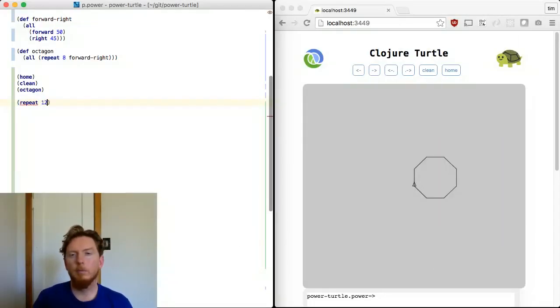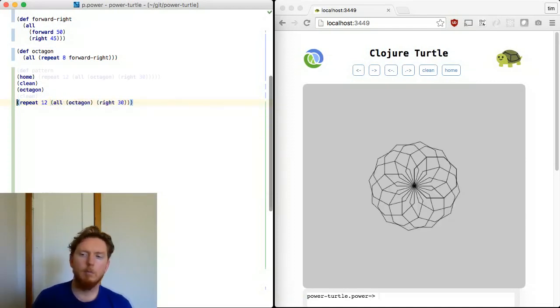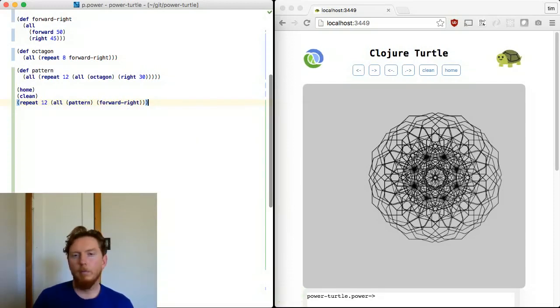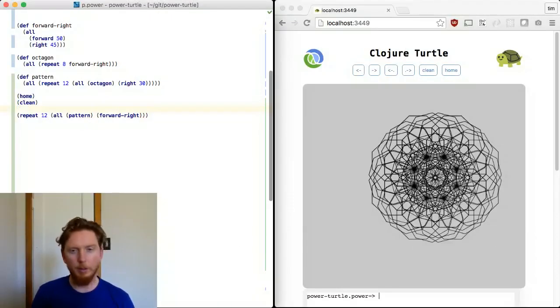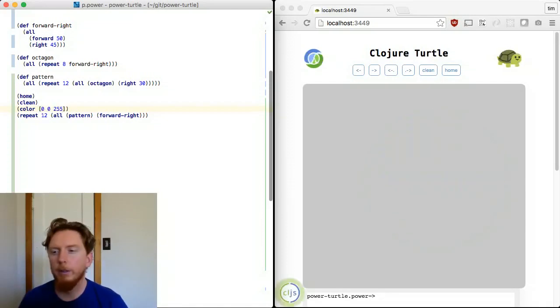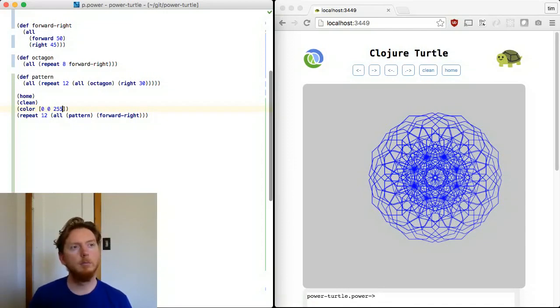Now let's repeat octagon at different angles. It makes an interesting pattern. What about if we make an octagon of patterns? That looks pretty cool. Combining functions and giving them names can take us a long way. There are other built-in functions we can call, like color. Color takes a collection of values representing red, green, and blue.